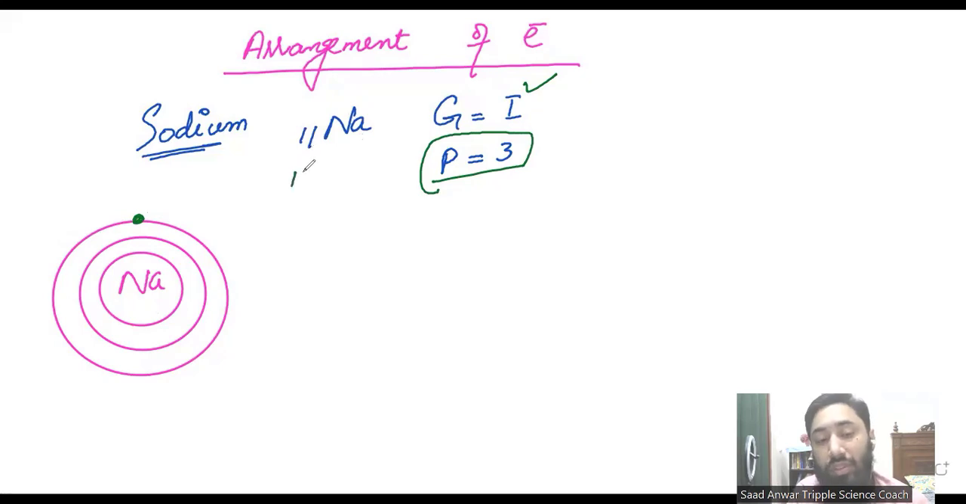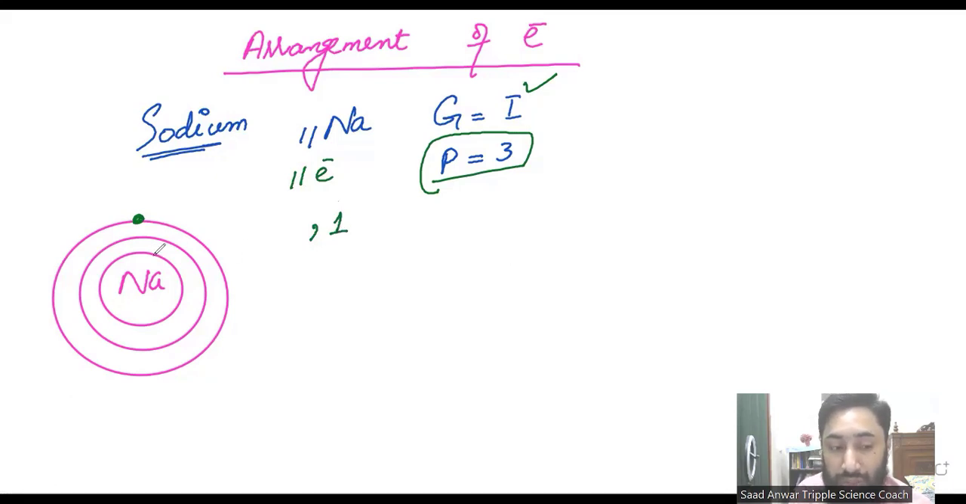Atomic number of sodium is 11. It means sodium has 11 protons and 11 electrons. From these 11 electrons, I have arranged 1 electron in the outermost shell. So remaining electrons are 10.